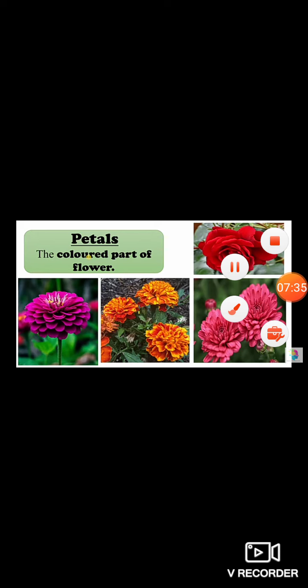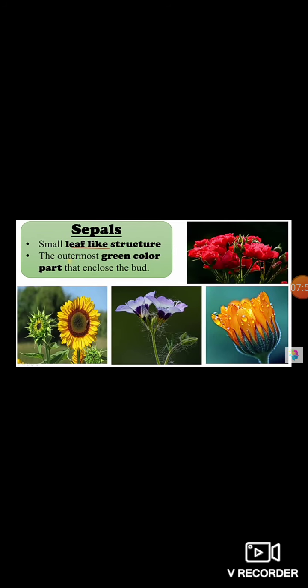So the colored part of flowers, can you see this? This colored part, this pink one, red one, yellowish one, orange one, this magenta one, this colored part, these are called flower petals. Alright. So sepals are small leaf-like structures, the outermost green colored part that encloses the bud. This is sepal. These are sepals. Alright. The green leaf-like structure below petals, these are sepals. Now you have understood the difference between sepals and petals, right?